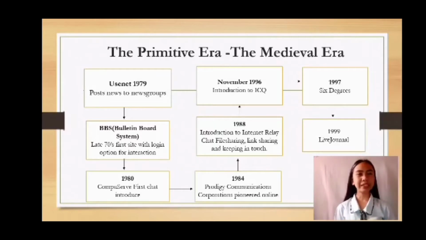In November 1996 is the introduction of ICQ, or the multi-user messaging, or the multiplayer games, which made emoticons and abbreviations such as LOL became famous. In 1997, it is the Six Degrees, or the glimpse of the first social media, resembling today's features like creating profiles and adding friends. And the last one is 1999, or the LiveJournal. It first introduced dynamic content in blogs and forums, creating groups, and interacting.